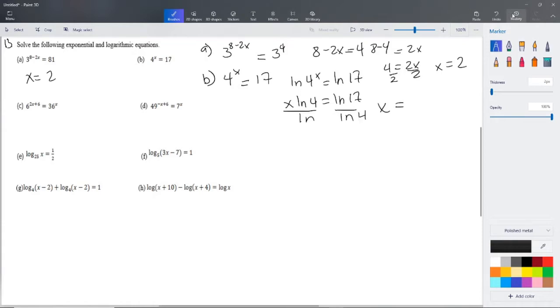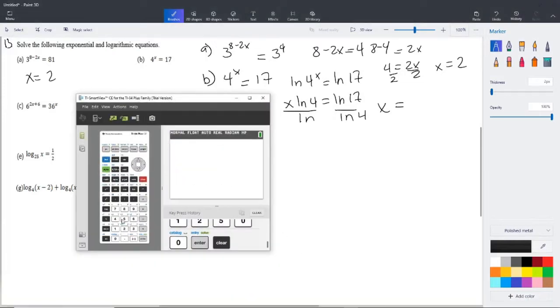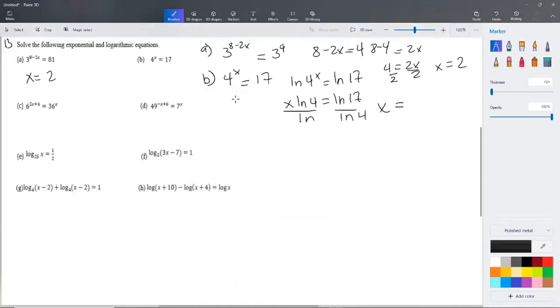So x is equal to, and this is where the calculator comes in handy. We've got natural log of 17 in our numerator divided by natural log of 4 in our denominator. And it looks like the answer is 2.044. We'll go 3 decimal places here. 2.044. And we'll put that right here. X is equal to 2.044.